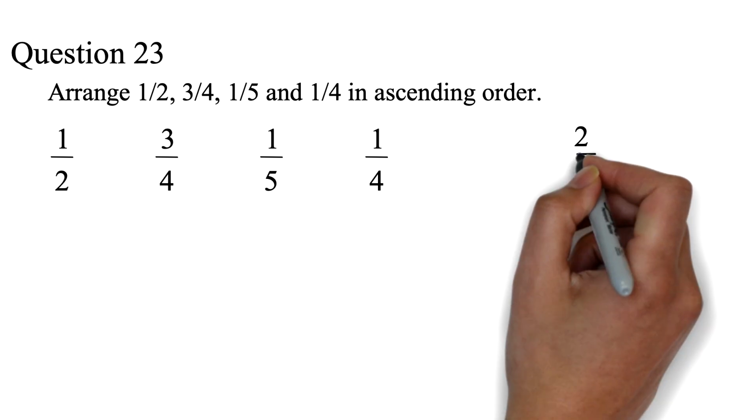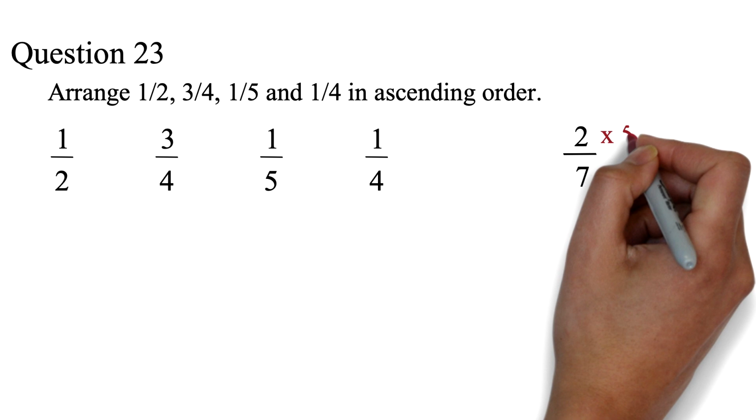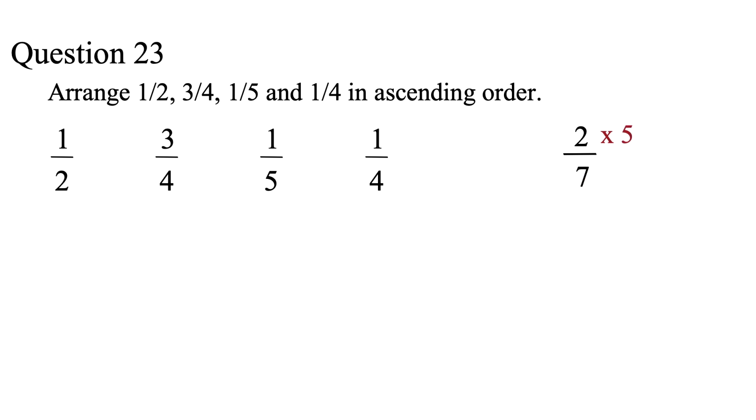Example, for 2 over 7, we can multiply the 2 by 5. Provided we also multiply the 7 by 5, the fraction remains unchanged. We will learn more on that when we look at ratio and proportion. For now, let's keep this idea as we look at our question. We will be finding the LCM of the denominators. This is also referred to as finding the least common denominator, or LCD. So we are finding the LCM of 2, 4, 5, and 4.